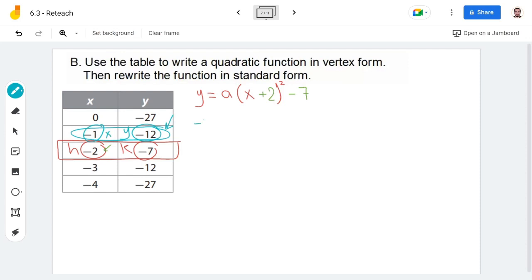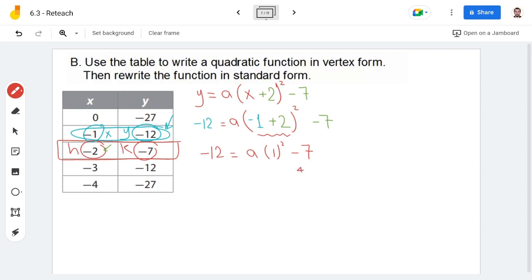So y here is negative 12, equal to a, x is negative 1, then plus 2, and don't forget to close the bracket, to the power of 2. Now let's simplify the equation. First of all, simplify the bracket, simplify the power, then simplify the others. So negative 12 equals a times (negative 1 plus 2, which is 1) squared, minus 7.